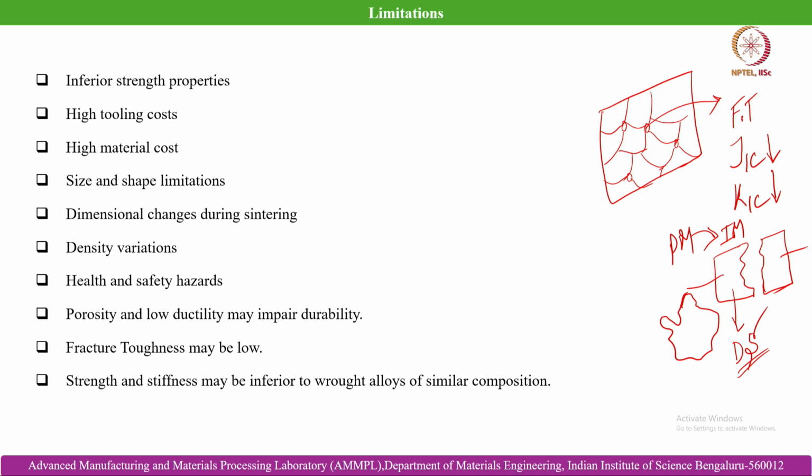So, these are the trade offs that you need to consider before making a decision about the manufacturing route that you are going to choose. Then there are shape and size limitations.